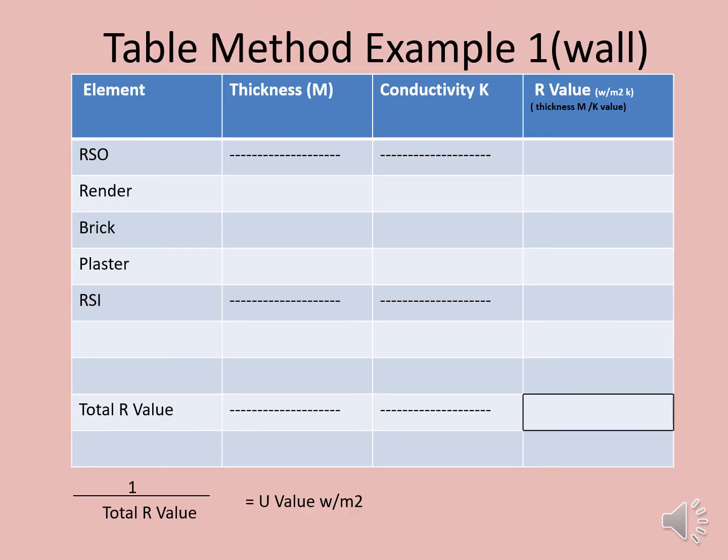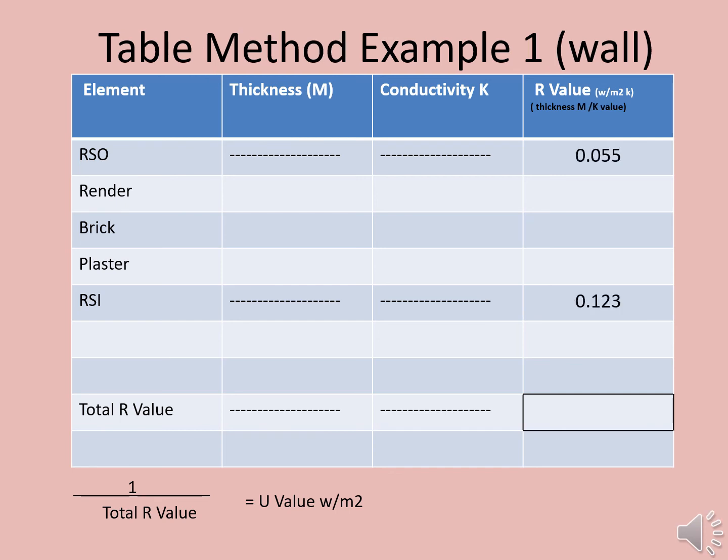Table method example 1, walls. What you will see in this example 1, walls, rather than putting the formulas down for each calculation, we can simply use a table to work out the R values, total R value and finally the U value calculation. Step 1. First of all, draw a table of each of the elements including the RSI and RSO. Step 2. Next, draw columns for the thickness of the materials in meters, the conductivity or K value for the material, and the calculated R value for each material.